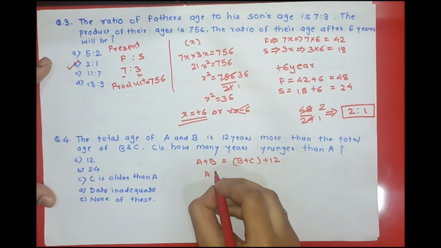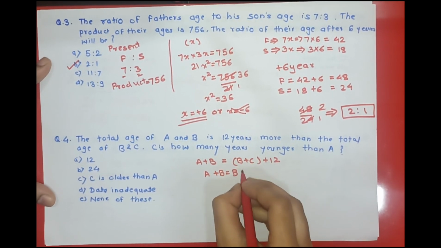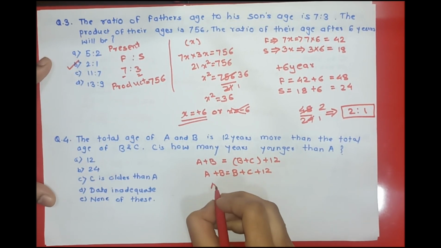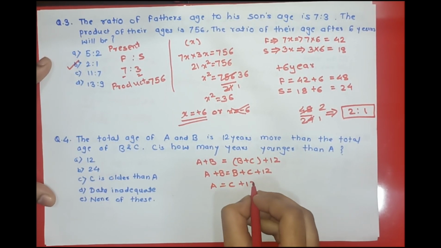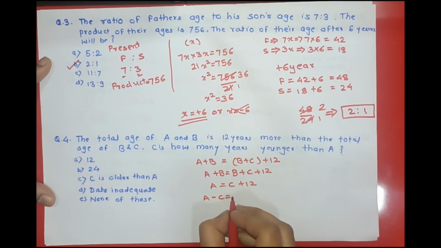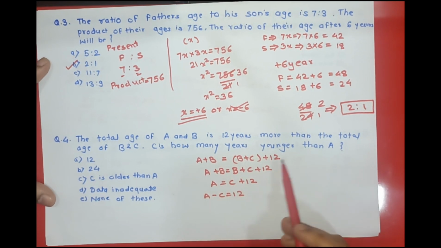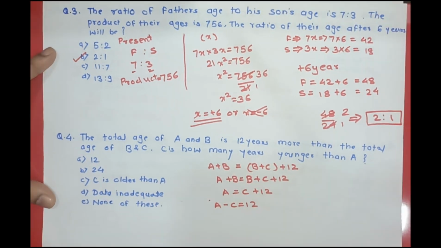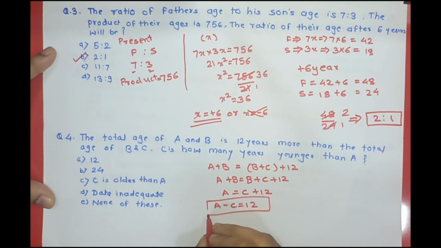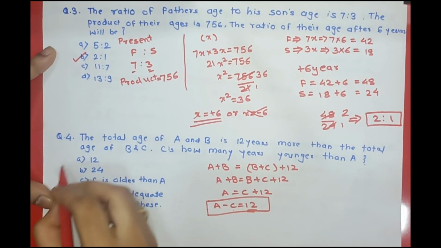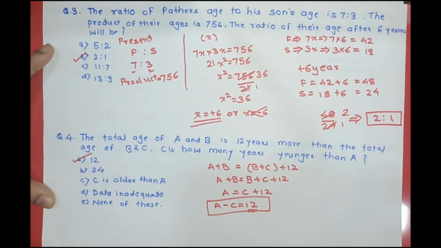So if we solve this, A plus B is equal to B plus C plus 12. So this B and B will get cancelled out. So we get A is equal to C plus 12, and A minus C is equal to 12. So we have to find out C is how many years younger than A. Looking at this equation, we can see that the difference between A's and C's age is 12 years, which ultimately means that C is 12 years younger than A. So the correct option is option A.